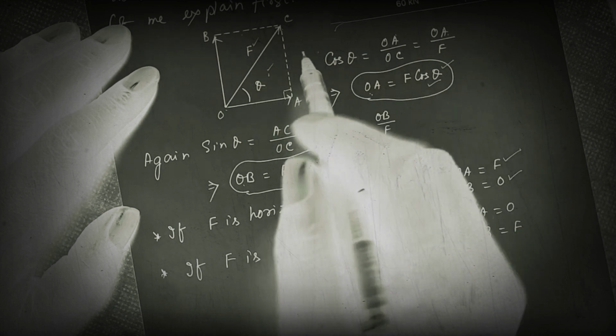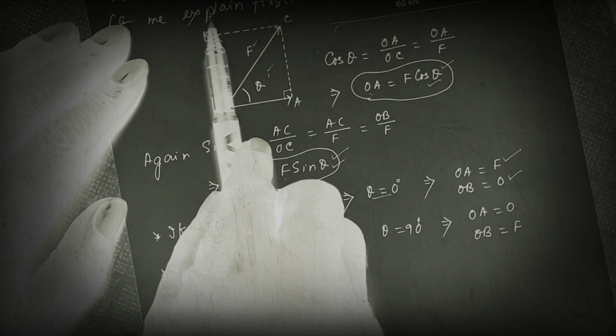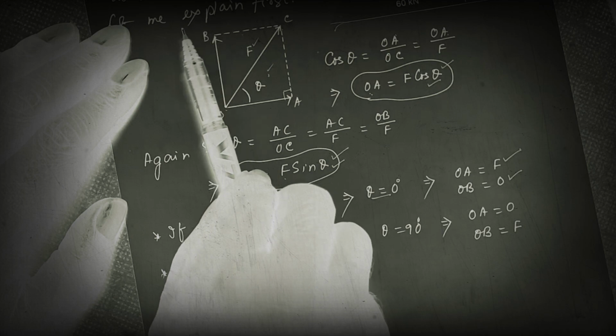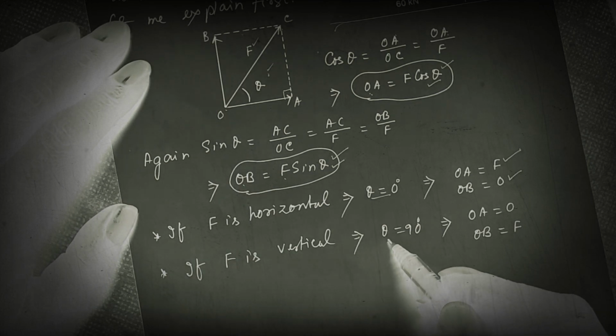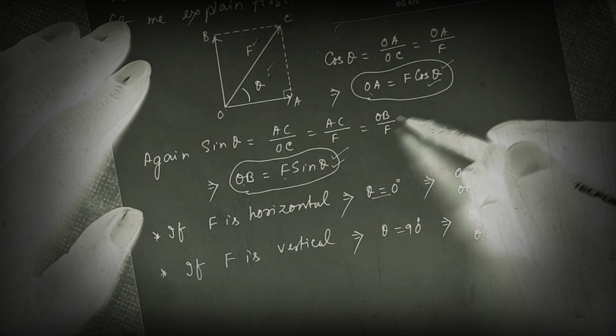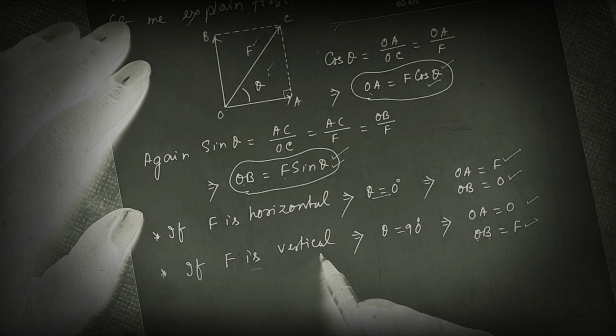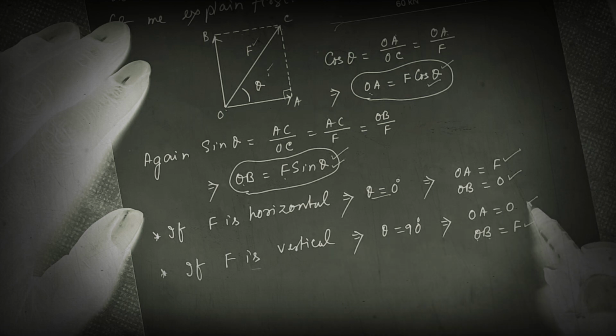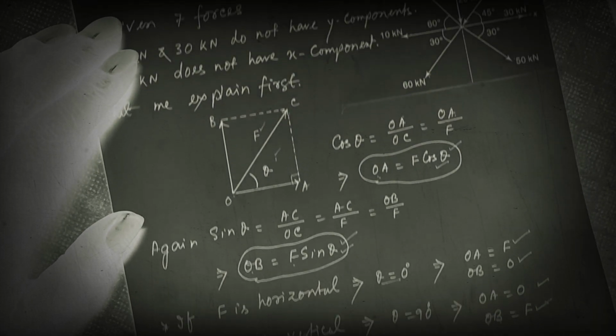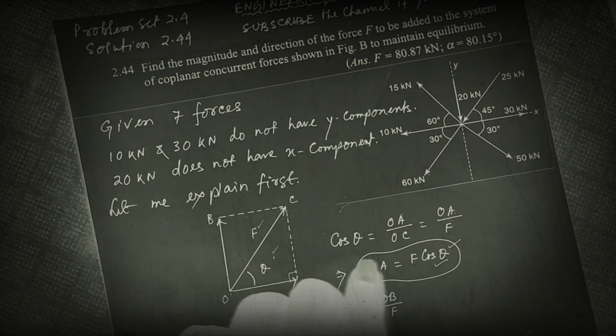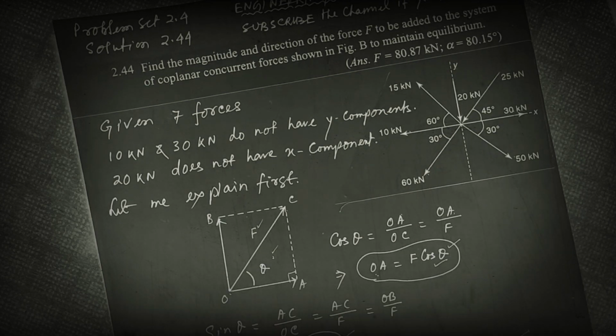Similarly, if this force is vertical, means pointing along y-axis, means theta is 90. Now, if F is vertical, implying theta is equal to 90, put theta is equal to 90 here and here, you get OA is equal to 0 and OB is equal to F. So the conclusion is, if F is vertical along y-axis, its horizontal component, means the component along x-axis, is 0 and the whole force is along the y-axis. Now we have to find a force F which is to be added to this combination of these 7 forces to maintain the system in equilibrium. Right.